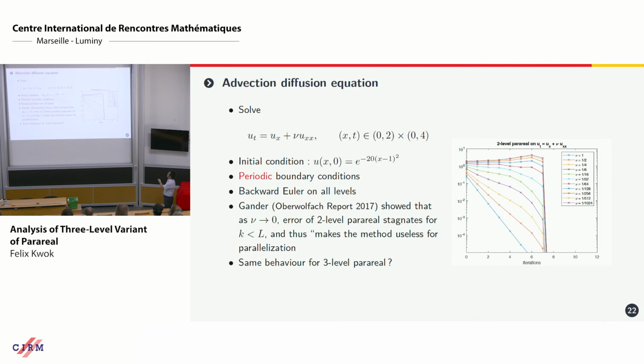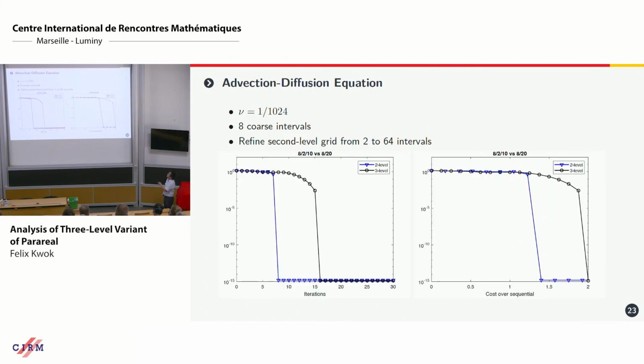So this is essentially no improvement. Now, because I'm comparing 2- and 3-level parareal, which have a different cost, I normalize everything to sequential in order to show the comparison. I now use 8 coarse intervals because it's the same number of coarse intervals as Martin's example. But now I refine the 2nd level grid to go from 2 intervals to 64 intervals. This is the cost normalized one. If it's above 1, it means that it's cheaper to run the sequential. If it's under, then you get some parallel speed up.